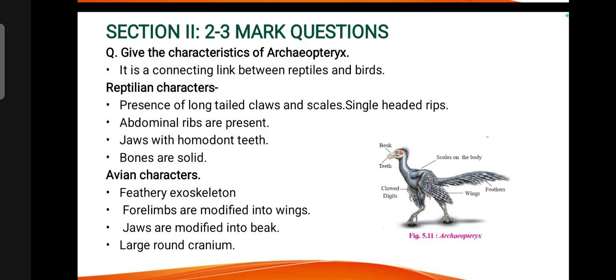It is the connecting link between reptiles and birds. Reptilian characters like long tail, claws and scales, single-headed ribs, abdominal ribs are present, jaws with homodont teeth, bones are solid. Bird-like characters: feathery exoskeleton, forelimbs are modified into wings, jaws are modified into beak, and large round cranium.